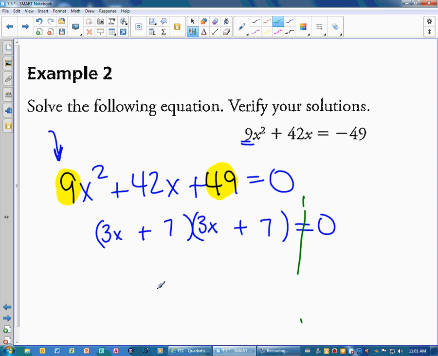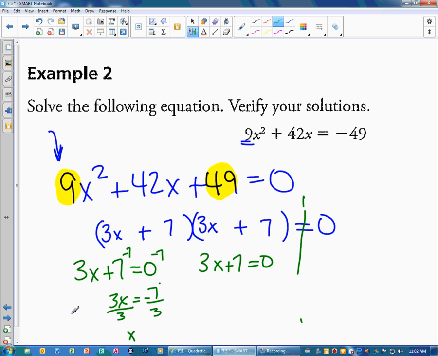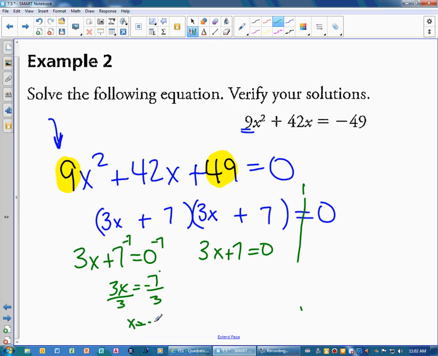So this is one of those examples where it's not going to be as easy to tell what makes it 0. So you just take your brackets and you make them 0. I'm not going to do it twice. They're exactly the same. I'm just going to solve one of them and it would be the same answer over here. So using algebra, I'm going to subtract 7 from both sides to have 3x equals negative 7, divided by 3. So x is negative 7/3. Okay, that's your answer. You have it twice.